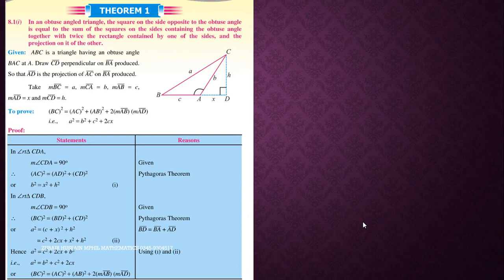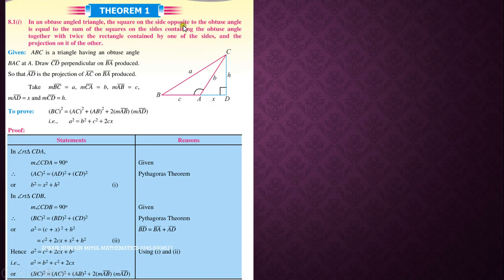Now let us apply all these things to a theorem. This theorem is from grade 10, theorem 8.1. In an obtuse angle triangle, let us try to understand this statement. First of all, you must know what an obtuse angle triangle is. An obtuse angle triangle is a triangle in which one angle is greater than 90 degrees and less than 180 degrees. If you see here, this is an obtuse angle triangle in which this angle is the obtuse angle.